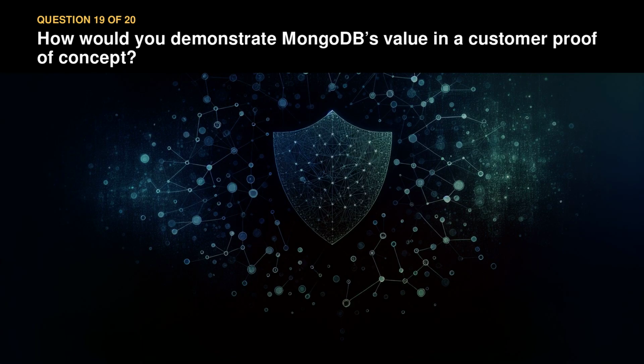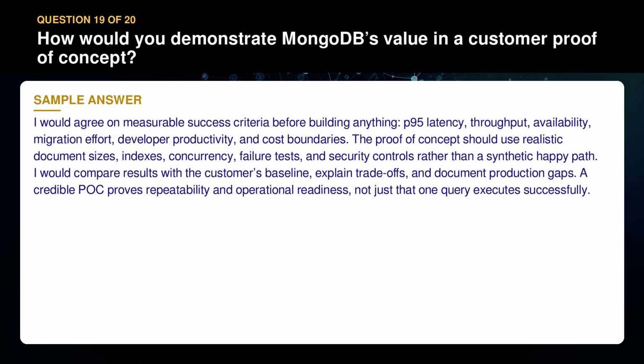Question 19. How would you demonstrate MongoDB's value in a customer proof of concept? I would agree on measurable success criteria before building anything. P95 latency, throughput, availability, migration effort, developer productivity, and cost boundaries. The proof of concept should use realistic document sizes, indexes, concurrency, failure tests, and security controls rather than a synthetic happy path. I would compare results with the customer's baseline, explain trade-offs, and document production gaps.